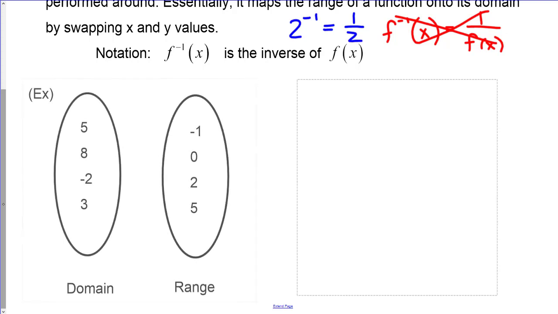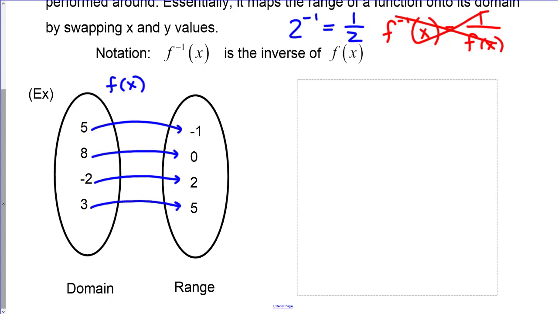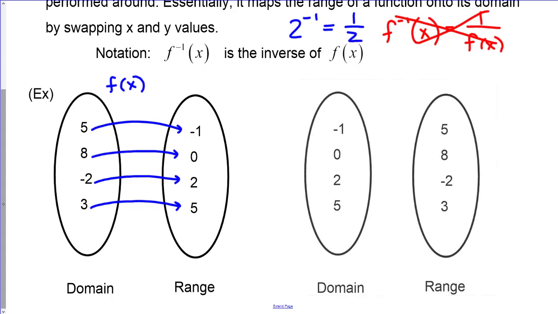So back to some bubble charts. Let's suppose I have a function f of x, and I'm going to define a relation between my domain and range, and that's going to be my function f of x. Now, the inverse of f essentially reverses the order and swaps the domain and the range, because the inputs into f inverse of x are range values from f of x, and the output is domain.